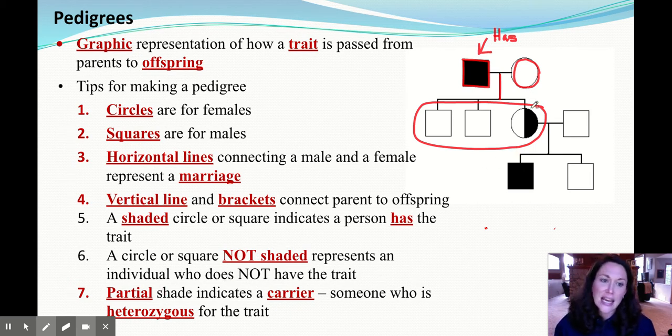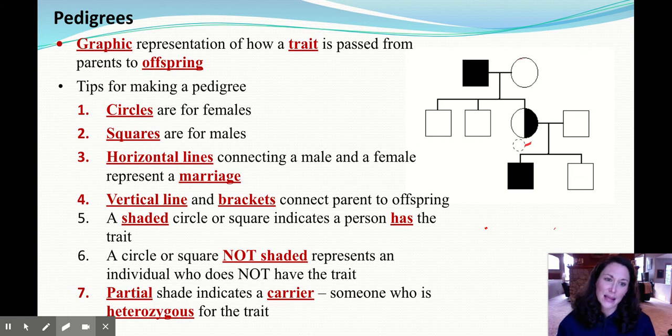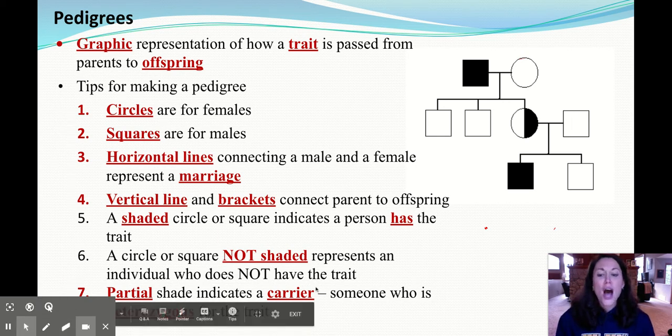And then finally, if you ever have an individual like this one here, who's partially shaded in, like halfway, just like that circle is, it means that they're a carrier. So they're going to be heterozygous for a trait. They're going to carry that allele that causes the disorder. Now, not all pedigrees are going to always represent recessive disorders. Some pedigrees trace dominant disorders, and we'll talk about that a little bit at the end of today's video. But just so that you know, not all pedigrees show recessive disorders.